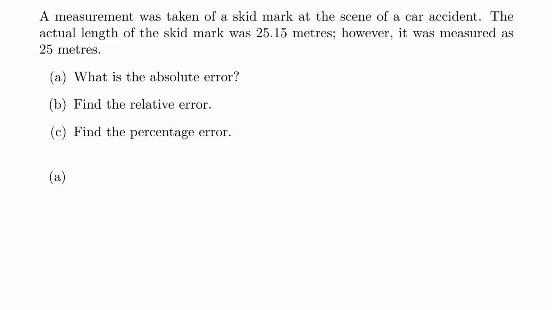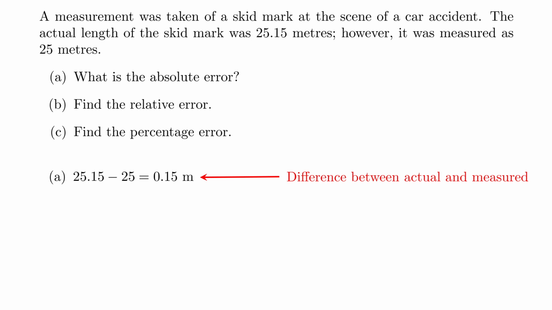Well, the absolute error is just the raw size of the inaccuracy. So it'd come from taking the difference between the real value and the measured value. So 25.15 minus the 25, we were off by 0.15 meters. And so that's the absolute error. It's the difference between the actual known value and the measured value.